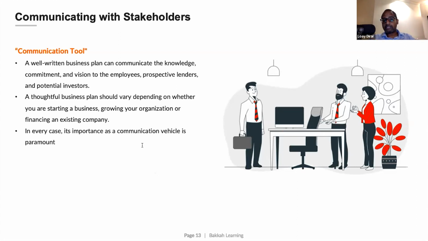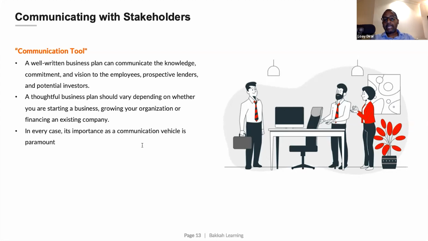A thoughtful business plan should vary depending on whether you're starting a business, growing a business, or financing an existing company. And sometimes a business plan can help to convince investors during a downturn, whenever your business is going through what we call a turnaround exercise.